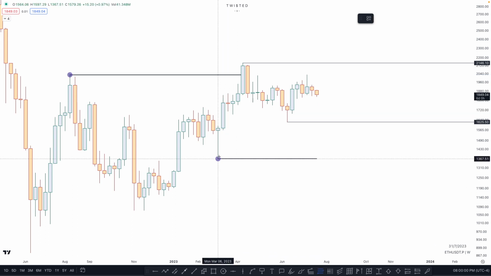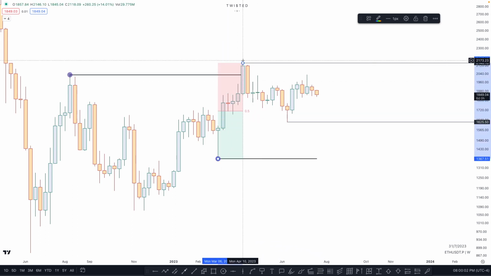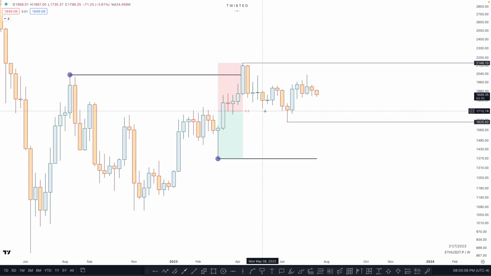Now on the weekly time frame, we can range it from here, from low to high. Look at that, 50% mitigation. We do not have any closure below the 50%. We pushed up. We took out the relative equal highs. We ranged.